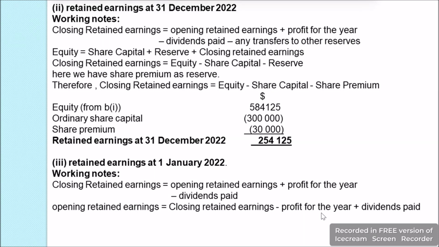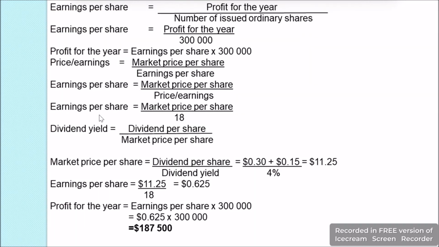However, we don't have profit for the year also given. So what we have to do is, we will first calculate the profit for the year, then we will calculate the opening retained earning. You see, the other information which was given was the earning per share ratio and the dividend yield ratio. However, we need to know the earning per share to find the profit for the year, because the formula for earning per share is equal to profit for the year divided by the number of ordinary shares issued. So for this, we are going to use the other information which is given, and then we will find the earning per share, then we will find the profit for the year.